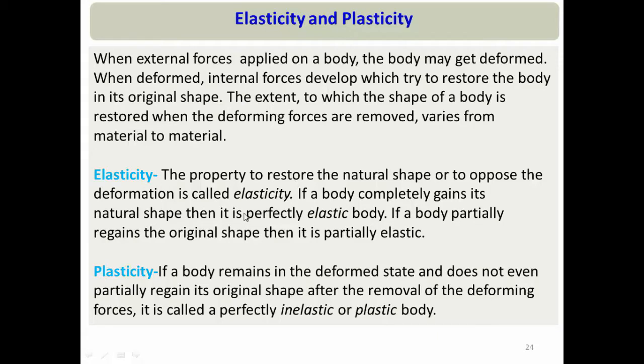Now, if I am applying an external force, and because of that the material is getting deformed, and if I remove that external force, and after removal the body remains in the deformed state and does not even partially regain its original shape, then that type of body is called a plastic body, and this property is called plasticity. So we now understand two important mechanical properties of material: elasticity and plasticity.